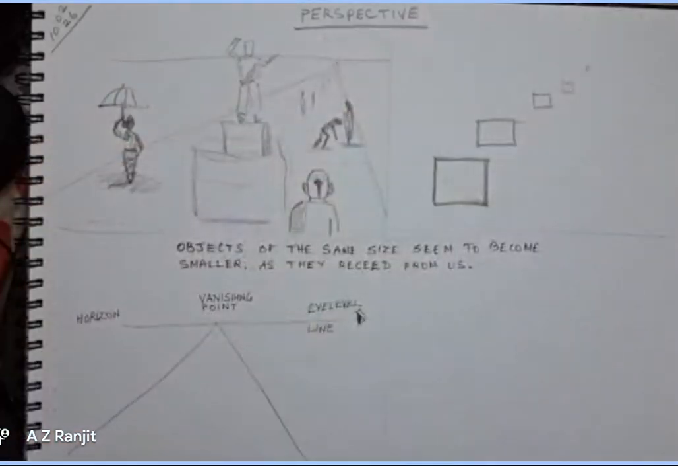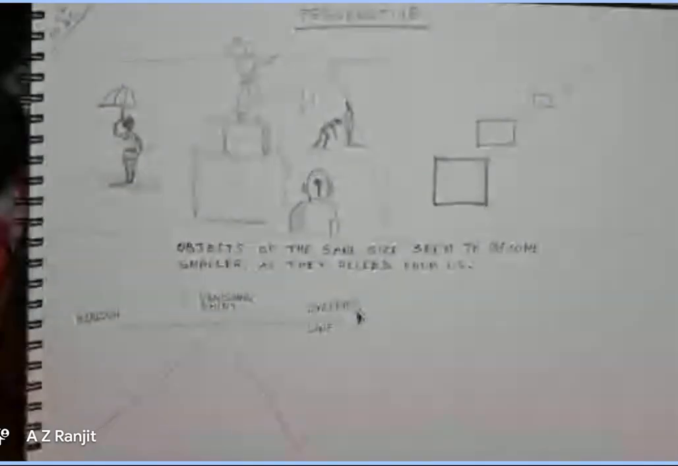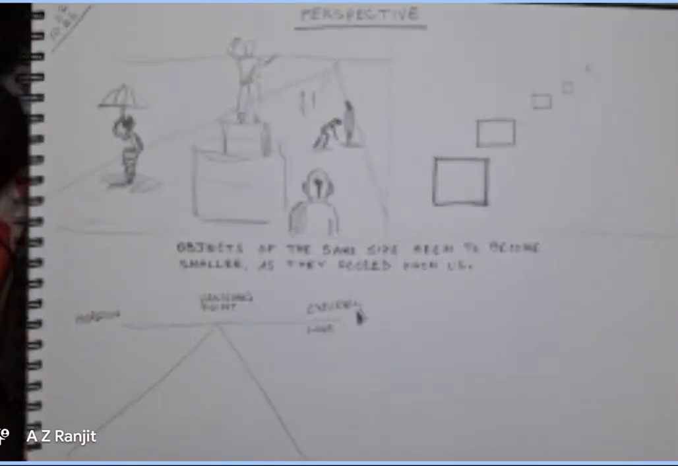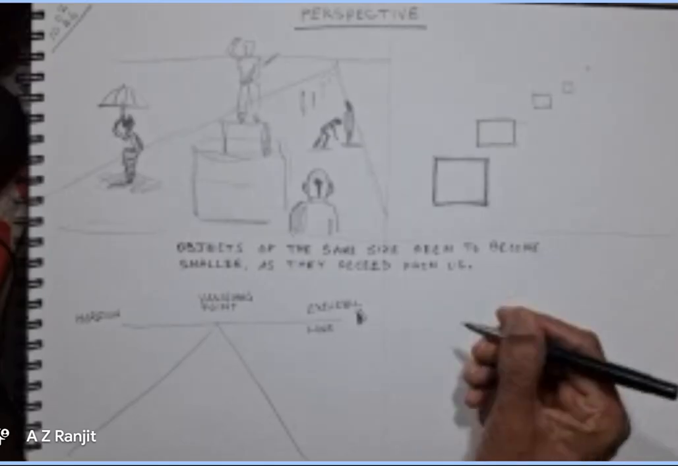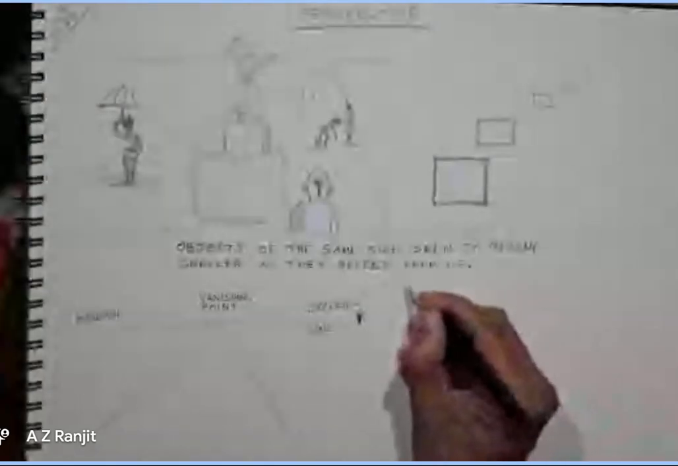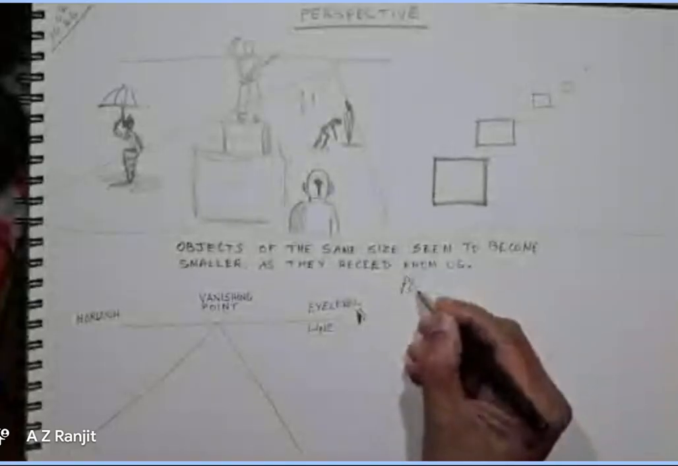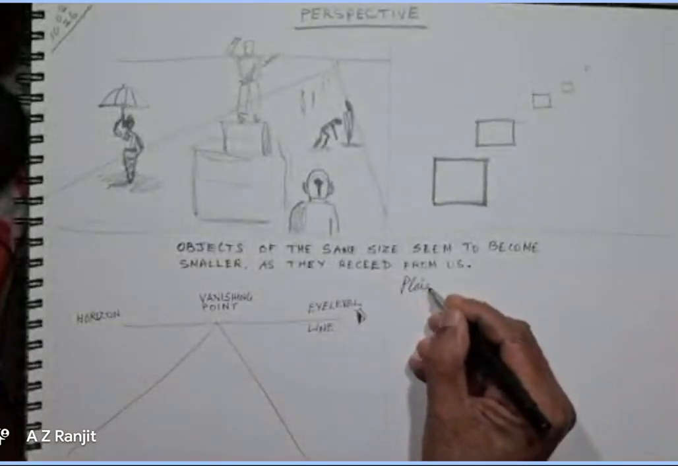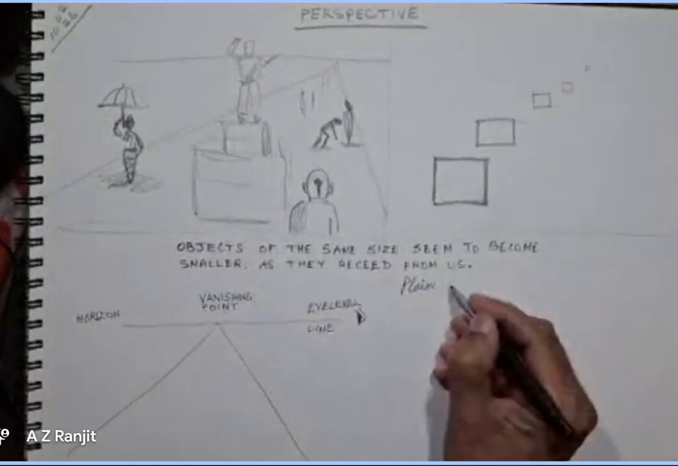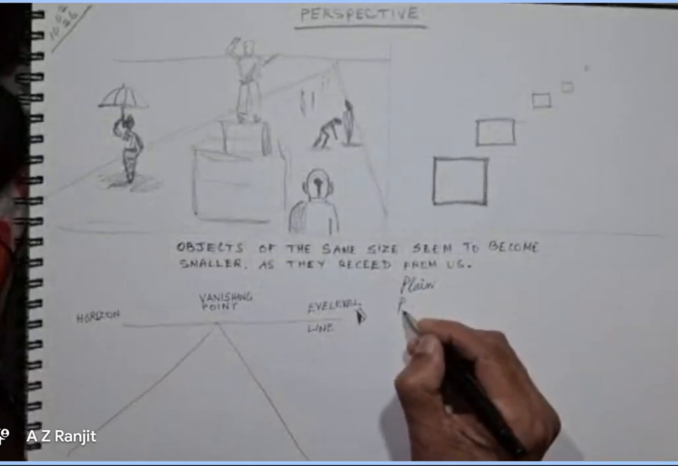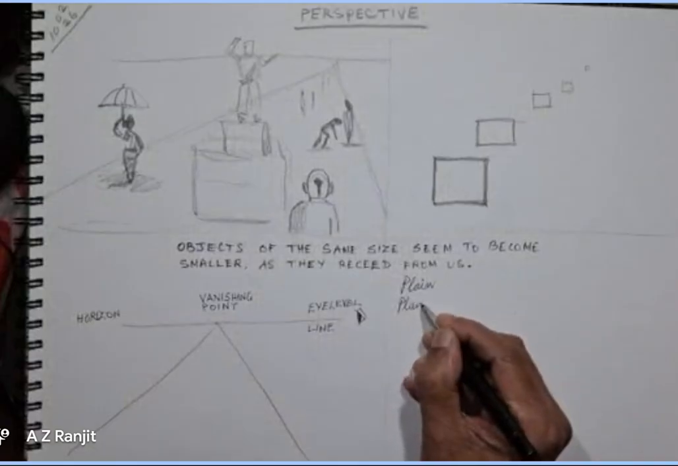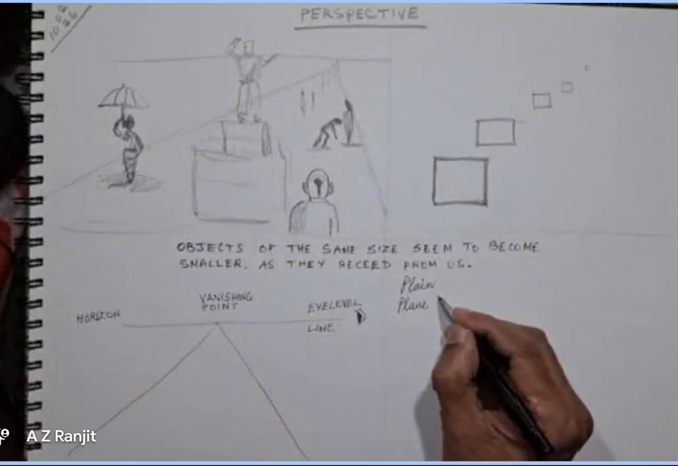Let me tell you why we call that the eye level line. When we stand on plain ground, flat ground, no ups and downs, plain ground.